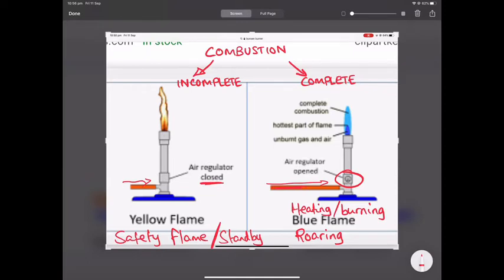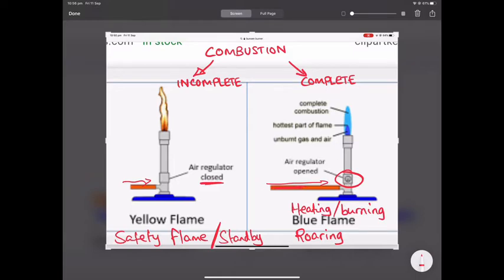So when the air hole is open, there's plenty of oxygen reaching the fuel, and you get complete combustion, okay? And the products, when the fuel is, for example, methane gas or a hydrocarbon gas like it is here, are carbon dioxide and water vapor. Don't worry too much about remembering that because it will come up again in the fuels topic, okay? But here, just notice the differences between the two types of flame and what causes that.